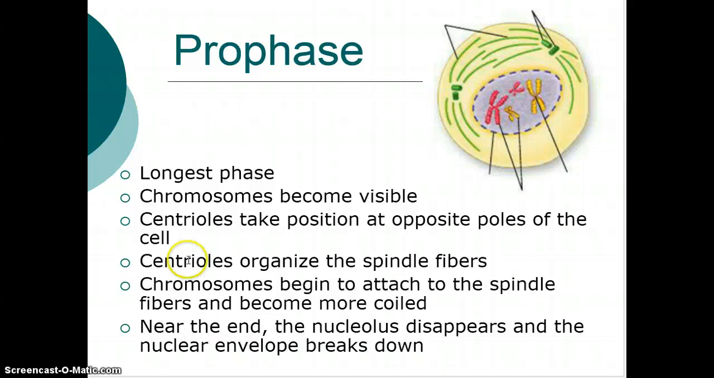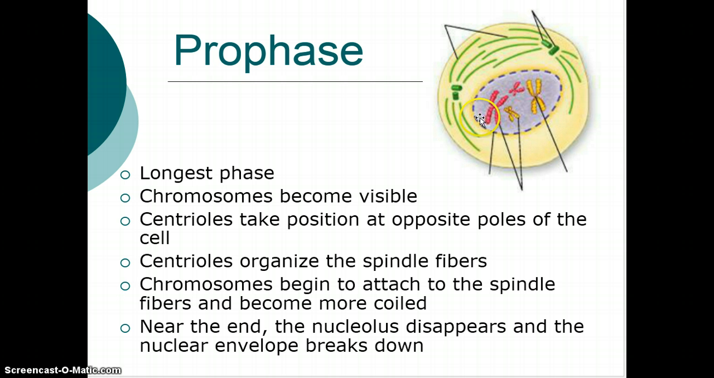The other things that you have happening here is the centrioles will move to the opposite poles. The ends of the cells are called the poles, sort of like the North Pole and the South Pole. The centrioles will move to opposite poles. These long spindle fibers will also form. And towards the end of this phase, the nuclear membrane, or nuclear envelope, will break down as well.